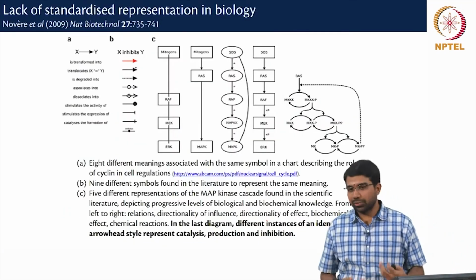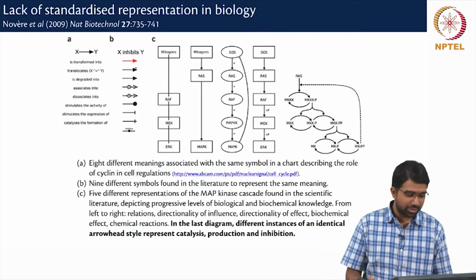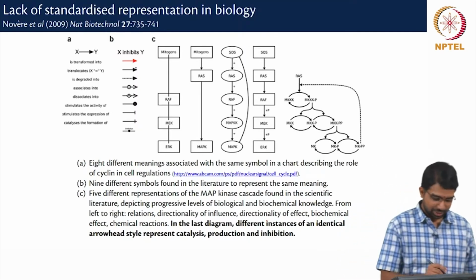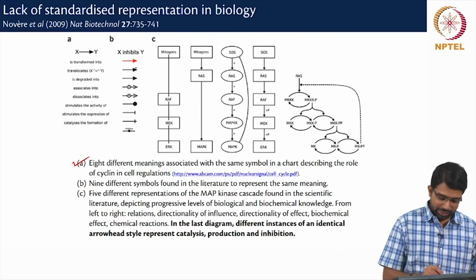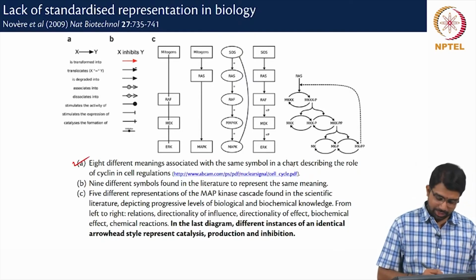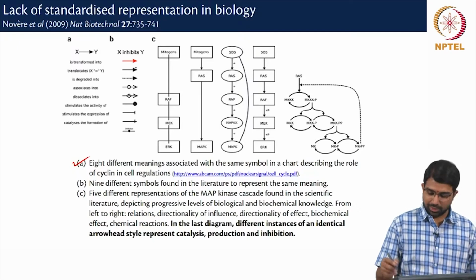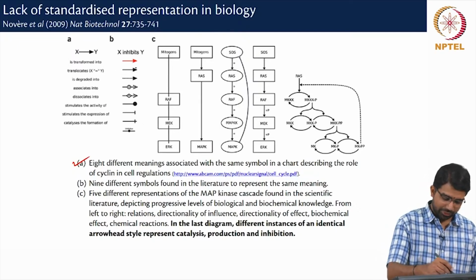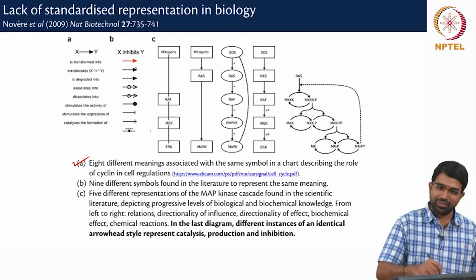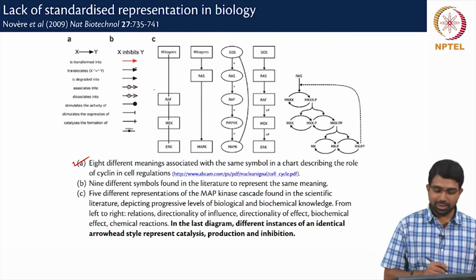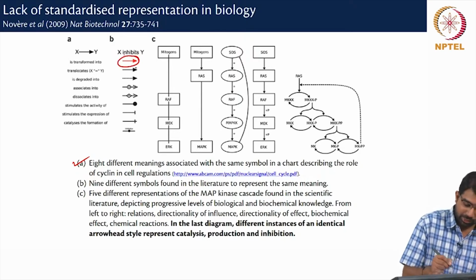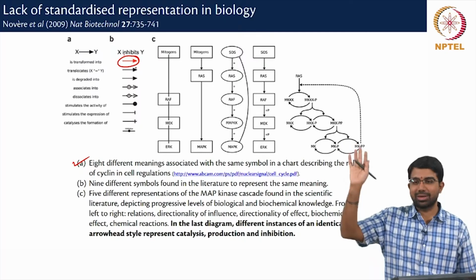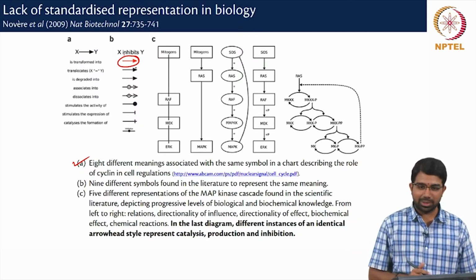There was a lot of argument and discussion about this, and if you see more examples of the same thing, this is what we have already seen: 8 different meanings associated with the same symbol, and 9 different symbols found in some other picture. Look at this. For inhibition, there are so many different ways that one can represent inhibition, the worst of them being a red arrow, because when you print it in a paper it gets mangled, when you make a black and white print and so on.